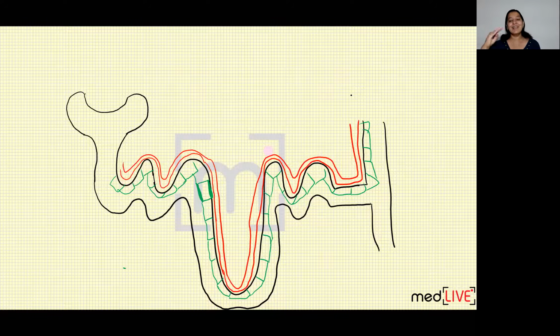So I have drawn it. The whole tubules, PCT, loop of Henle, DCT, collecting tubules, are lined by epithelial cells shown by green color. On one side of all epithelial cells, there is lumen of the nephron. On the other side of all epithelial cells, there is blood in the vasa recti capillaries. So that is the basic.